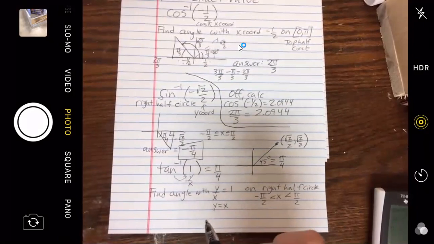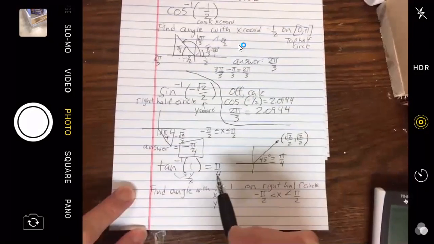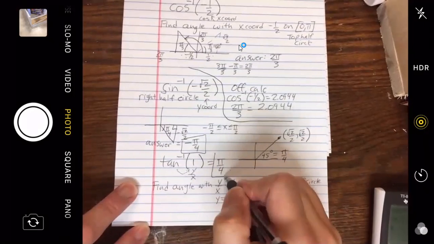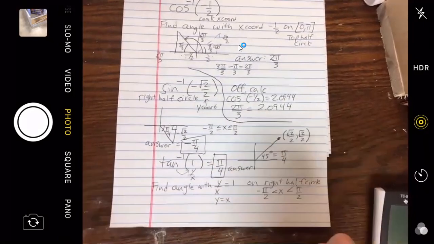And for the last one for 10, I'm sorry, I just can't see the answer. Is it pi over 4? Yes, right here. That one's pi over 4.